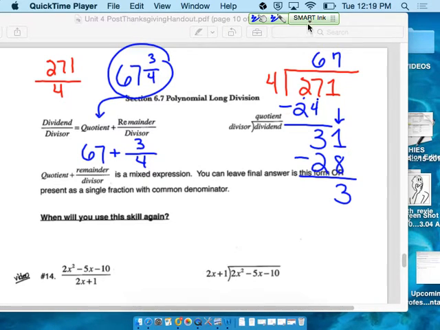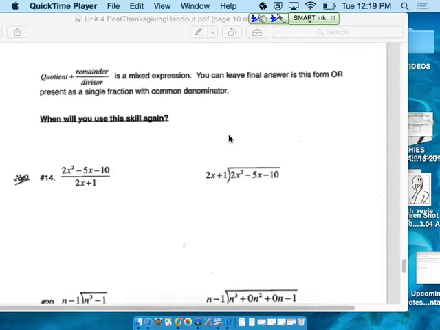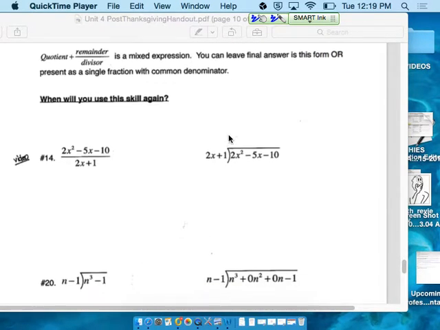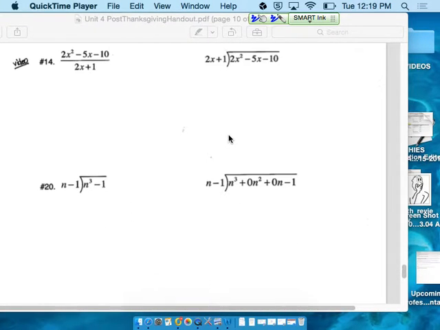And what this skill will help you do, it helps you factor polynomials of higher degree, or find factors of polynomials whenever they have a remainder that's not 0. And you'll use this skill for graphing functions of higher order, higher degree, in Algebra 2 pre-calculus classes. So here's a problem from the textbook, number 14, that's presented as a rational expression.